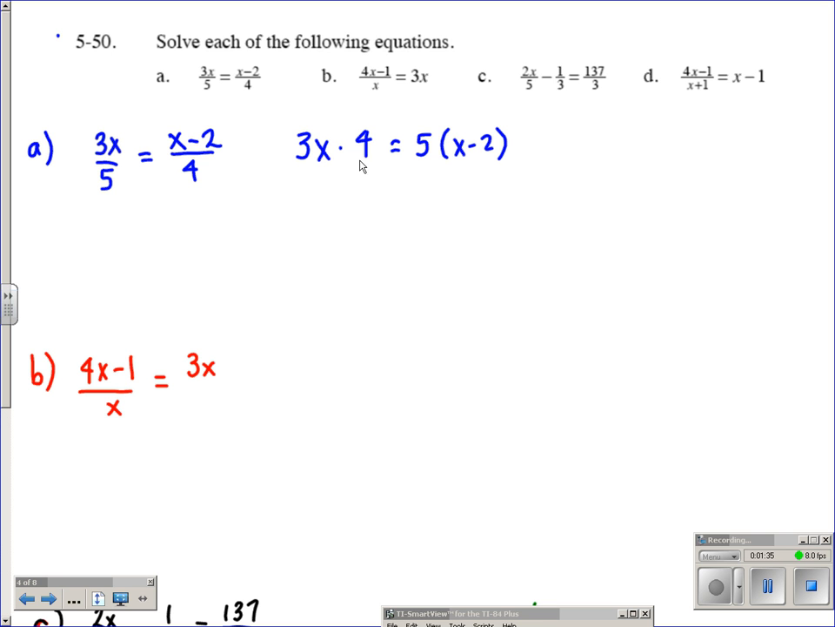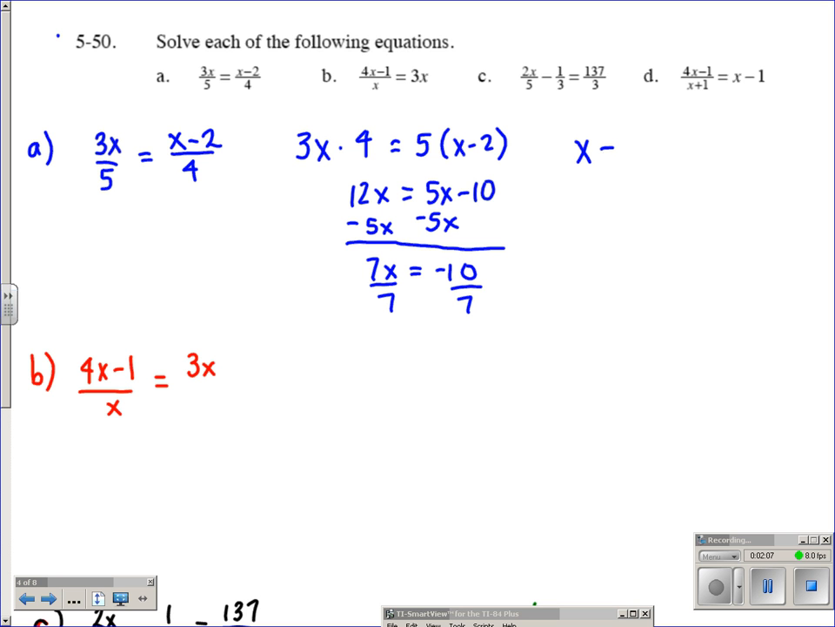So 3x times 4 gives us 12x. 5 times x would be 5x, and then 5 times negative 2 would be minus 10. Let's just go ahead and solve this. Taking away our 5x from each side, we're going to say there that 7 times some number equals negative 10. And if we do our division there, we get that x should equal negative 10 sevenths.